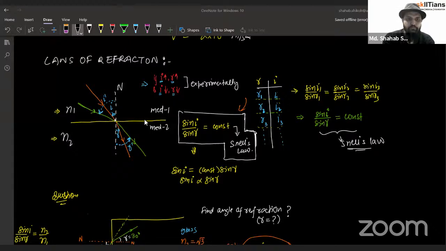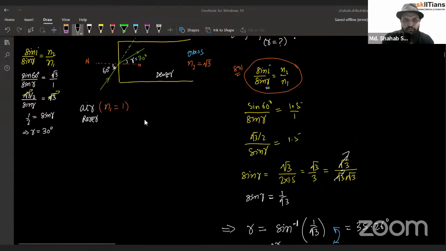Moving on, this was a question I asked many students: the angle of incidence in air is 60 degrees. Find the angle of refraction in the glass where the refractive index is √3. So you just use Snell's law. Sine I by sine R is equal to N2 by N1, where N2 is the refractive index of the second medium and N1 is the refractive index of the first medium. Yes, Divya, correct. When you solve it, you will get sine R as 1 by 2. That means R is equal to 30 degrees.